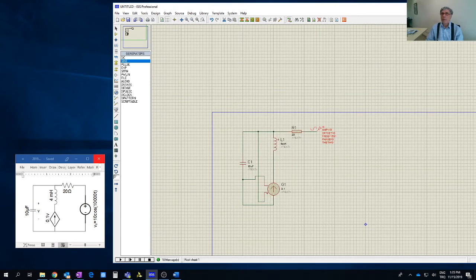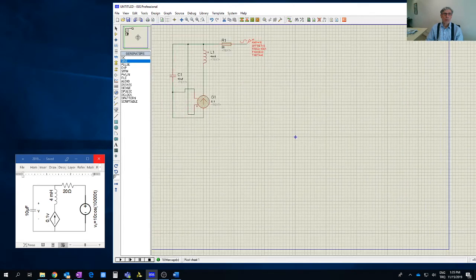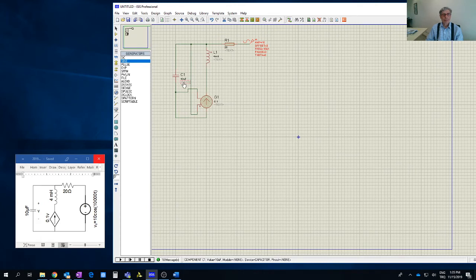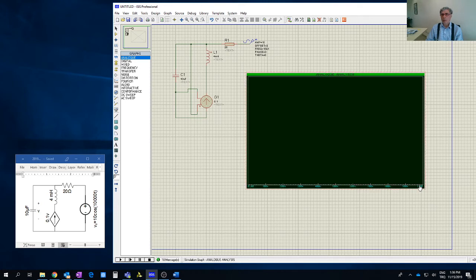Now we transfer our circuit to Proteus. We are going to do analysis. We need a graph. Put that graph in. We choose the analog and put that graph here. So in that graph we can make it bigger.